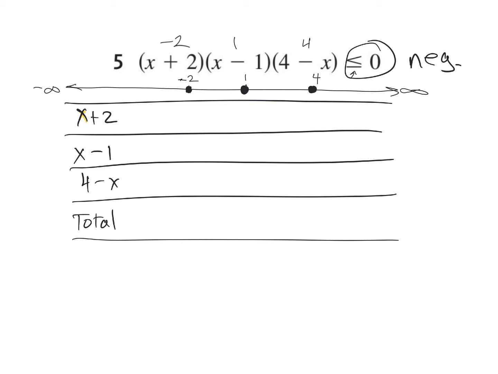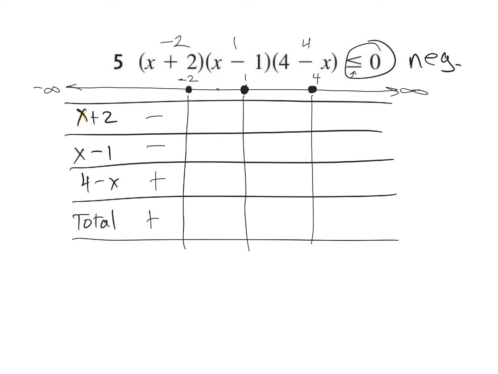All right, so now we got to check everything in between these values and to the left of negative 2. So let's plug in negative 3. Negative 3 plus 2 is negative 1. Negative 3 minus 1 is negative 4. And 4 minus a negative 3 would be positive 7. If you multiply a negative times a negative, you get positive, times a positive is a positive. And we are not looking for that. So that's not shaded.